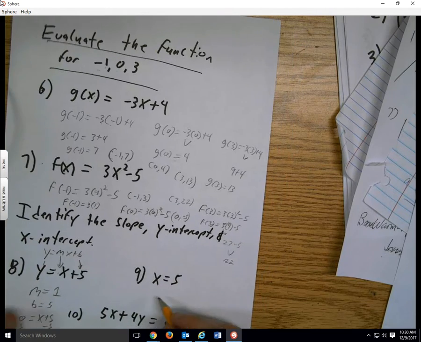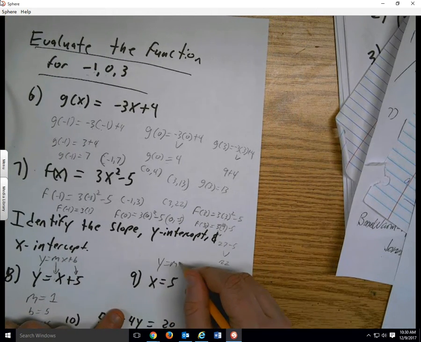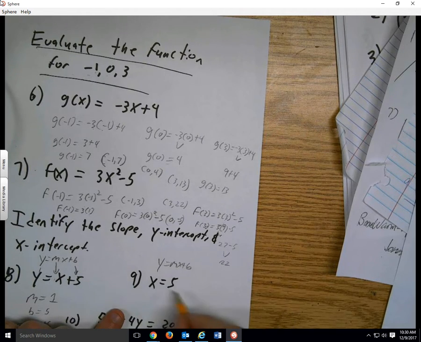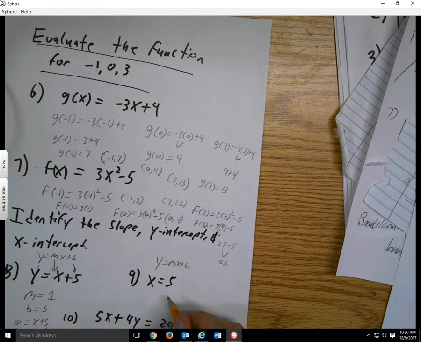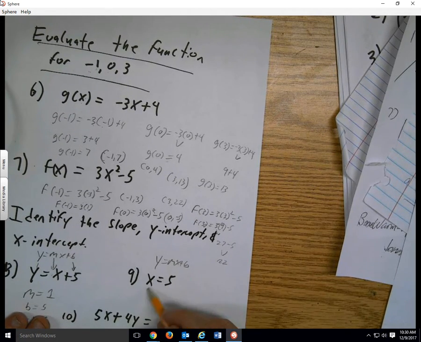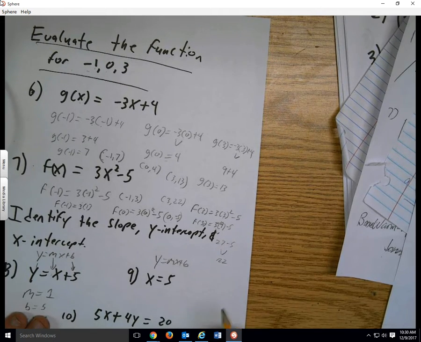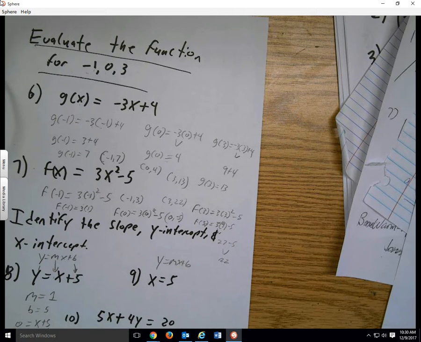Okay, what about number 9? Identify the slope. Well, remember I said if it's in this format, it's easy to find the slope. It's not in that format. In fact, there's not even a y. So there is no slope on that one. That's just done, so we don't have to worry about that one. But what about the y-intercept? Well, if the x was 0, it'd be 0 equals 5. That's not even possible, right? So that's not one we have to worry about either.